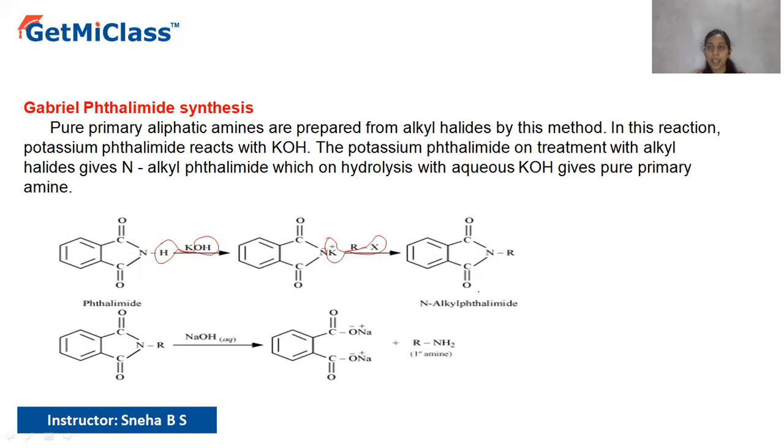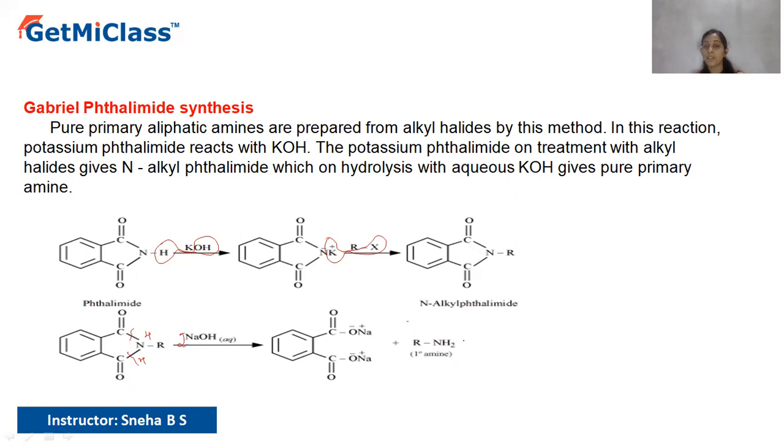You are going to get N-alkyl phthalimide, which on treating with the base, two molecules of base you have to treat. So here bond cleavage takes place, and here NaOH will be there, H comes and attaches to this place, and ONa comes and attaches to the cleaved COO group. So we are going to get a primary amine. So this is one of the very important methods of preparation, that is Gabriel phthalimide method.